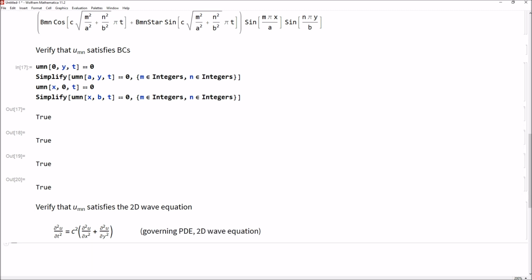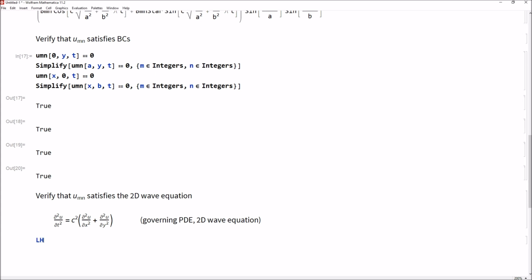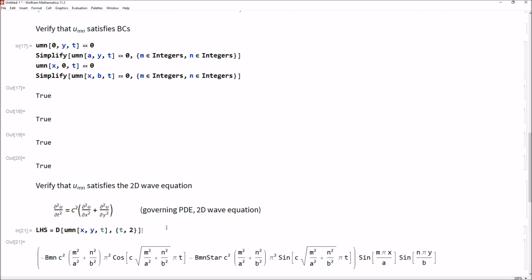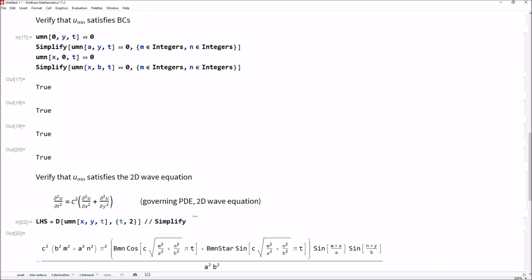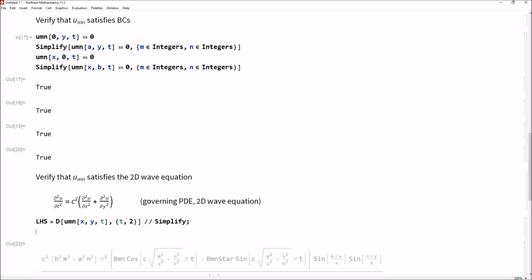All right, you know what might be easier? Let's do the left-hand side. Let's calculate this first here. So the left-hand side of this is just the partial of u of x, y, t, with respect to t twice, right? So that's the left-hand side. It's this ugly thing here. Maybe let's have Mathematica simplify that a little bit for us. Nah, that doesn't get too much better. You know what? Who really cares what it is? Let's suppress the output, because all I really want to make sure is that the left-hand side equals the right-hand side.